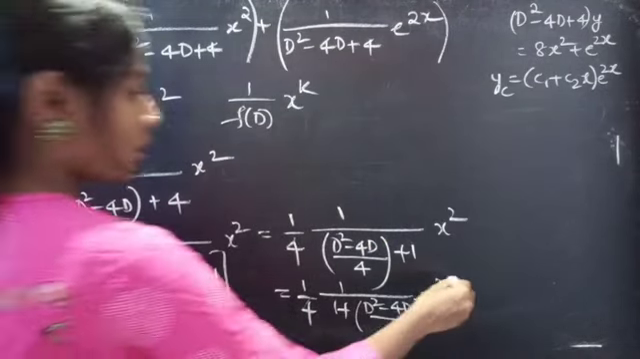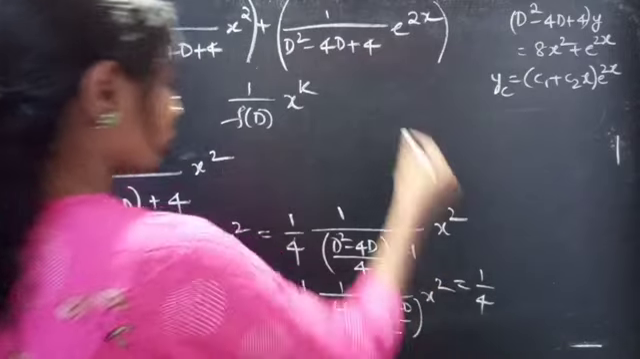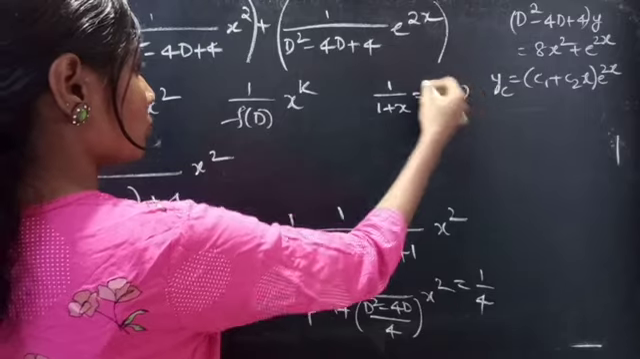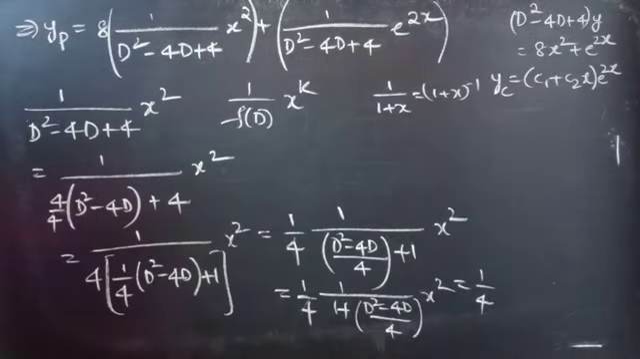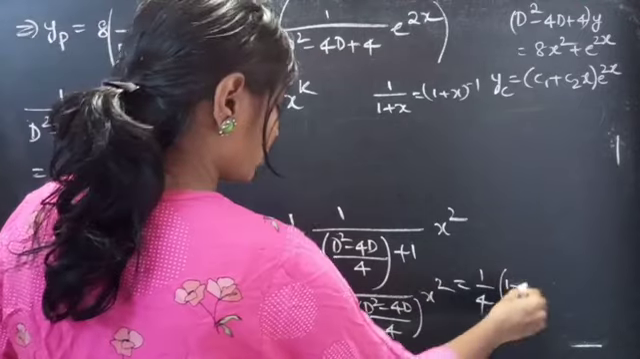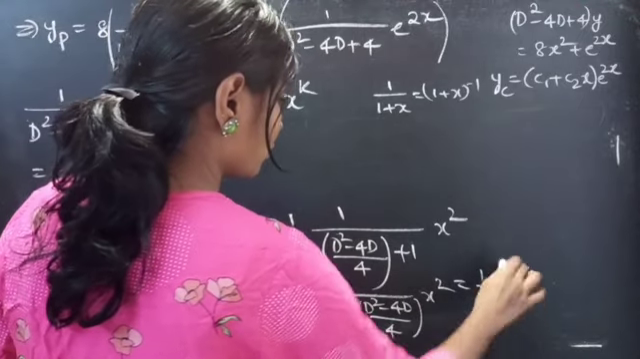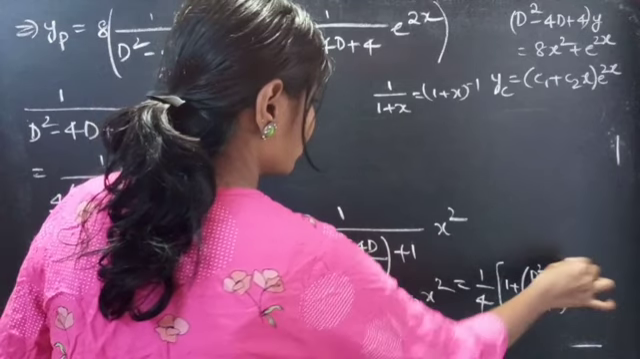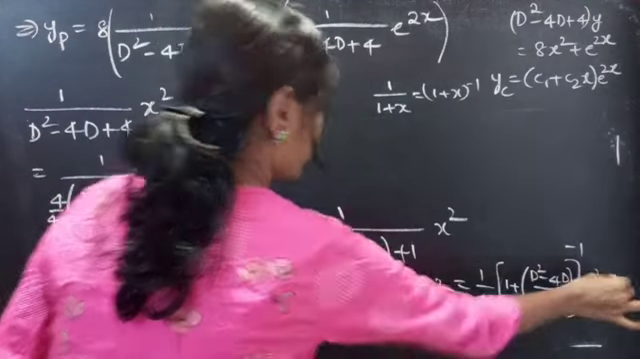Now we can write this as 1 by 4 into, we know that 1 by 1 plus x can be written as 1 plus x whole inverse. Right? So we can write 1 by 1 plus d square minus 4d by 4 as 1 plus d square minus 4d by 4 whole inverse into x square.